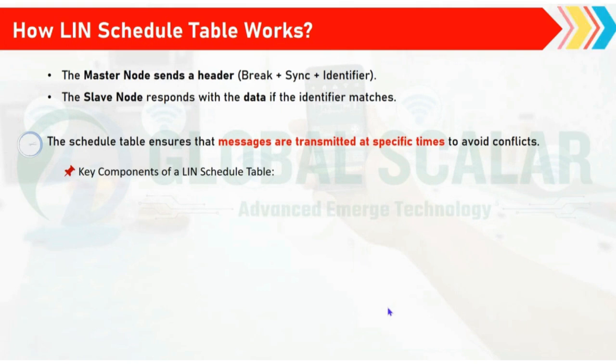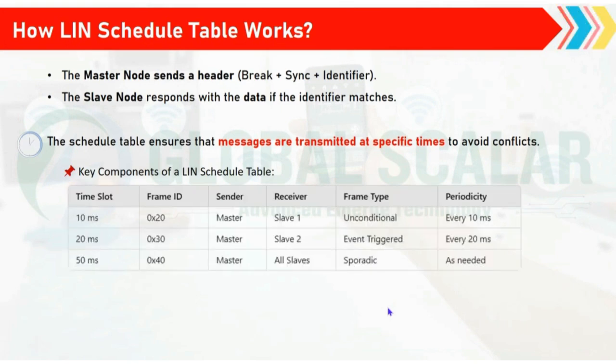So here we have the key components of the LIN scheduling table. For the frames 20, 30 and 40, we have different timings where the master will send the data to slave 1, slave 2 and other slaves. For slave 1, it will be sent as unconditional. For slave 2, it is event triggered. And for other slaves, it will be sporadic.